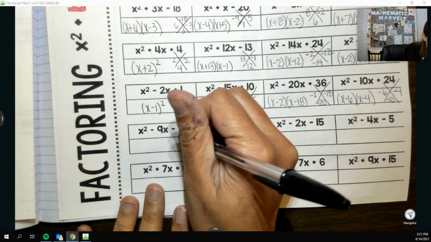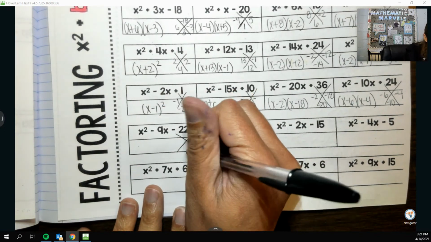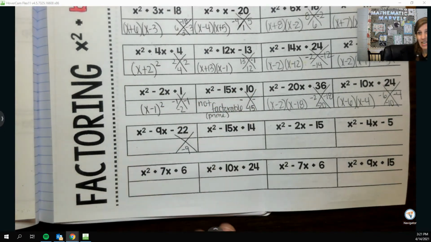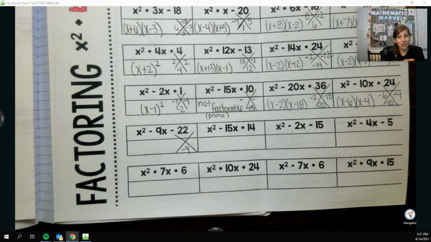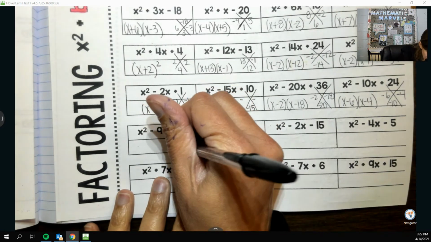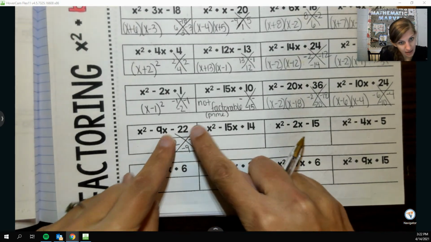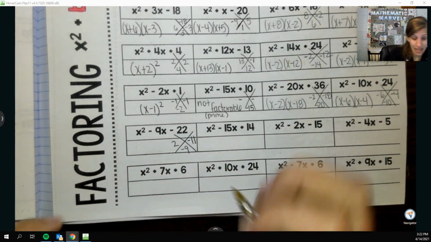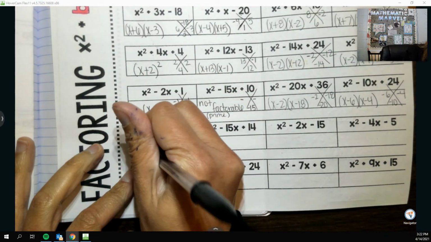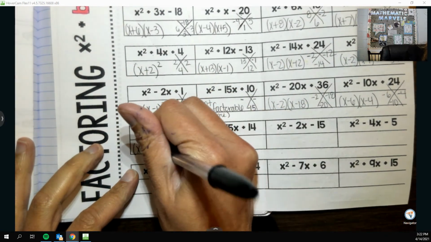On to the next row. What multiplies to negative 22 and adds to negative 9? So 22 is kind of nice because really the only things that can get you there are 2 and 11. And if I make the 11 negative, I'll multiply to a negative, and I will add to that negative 9 that I need. So x minus 11, x plus 2.